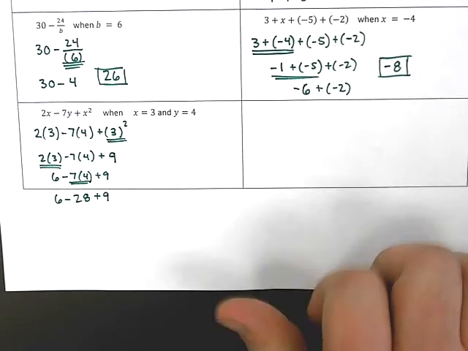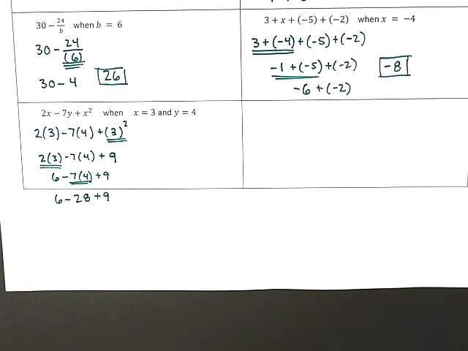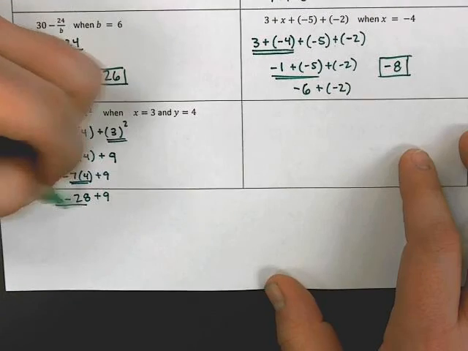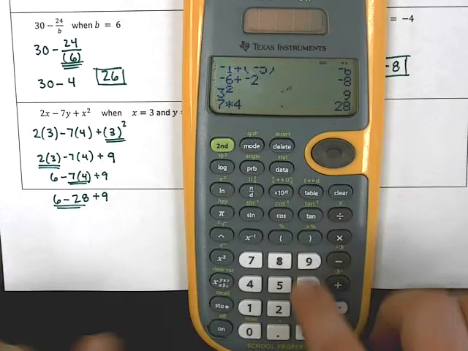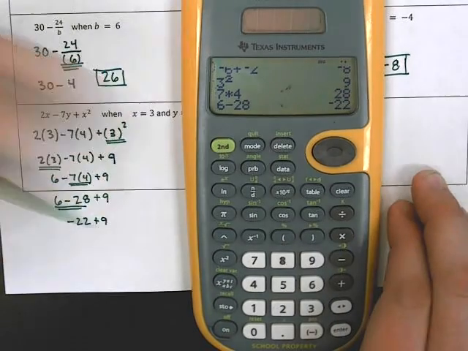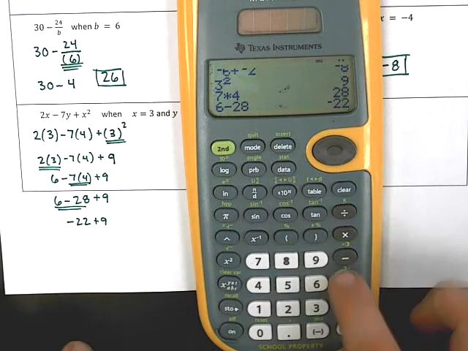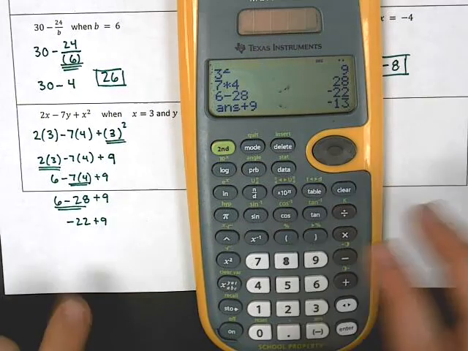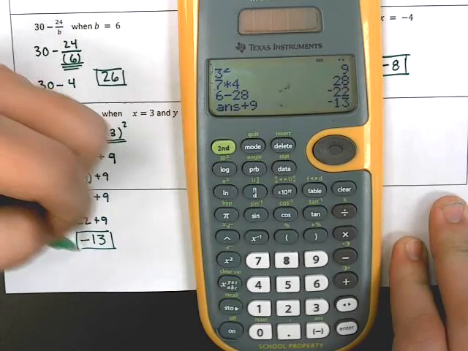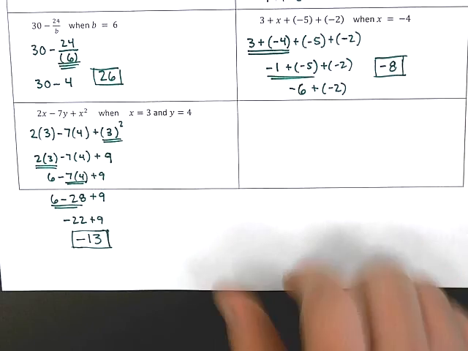And plus 9. Okay. When you have addition and subtraction in the same line, and that's really all that's left here, remember, we go left to right. I feel like I'm just repeating myself over and over again, but maybe you guys will remember it. So, 6 minus 28 is negative 22. And when we take negative 22 and add 9, we get negative 13. And that is the value of this variable expression.